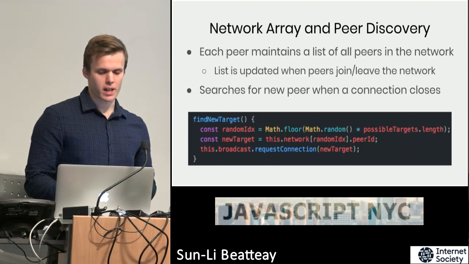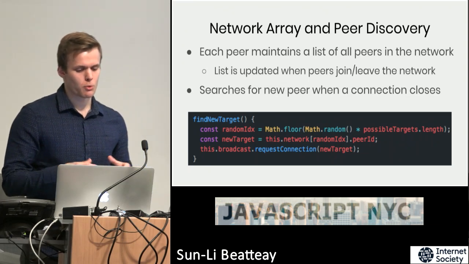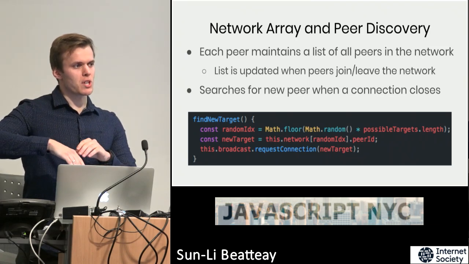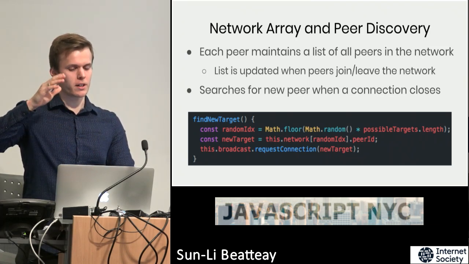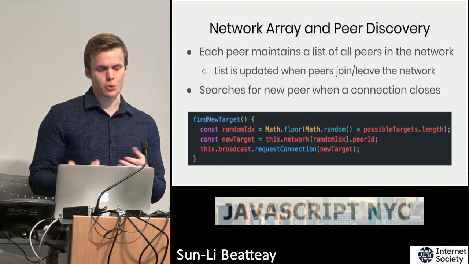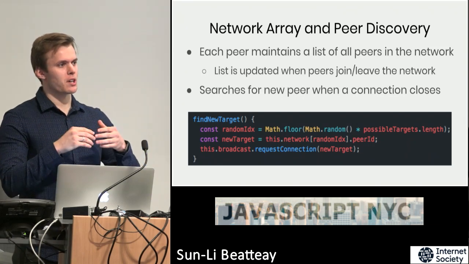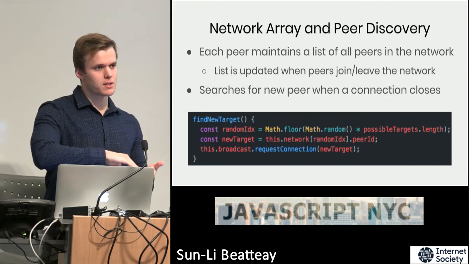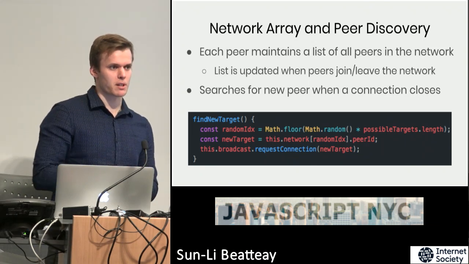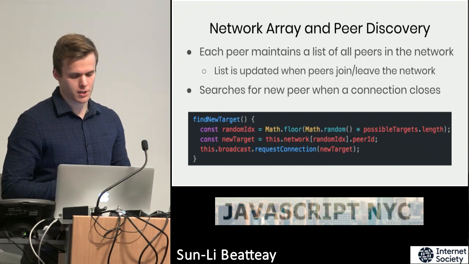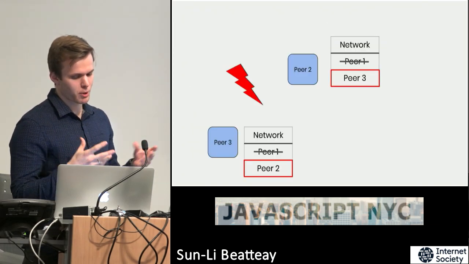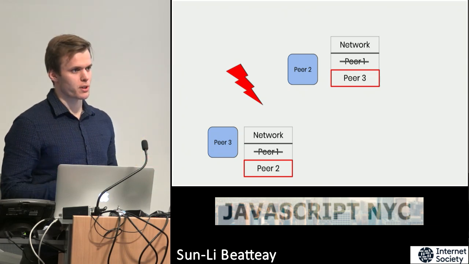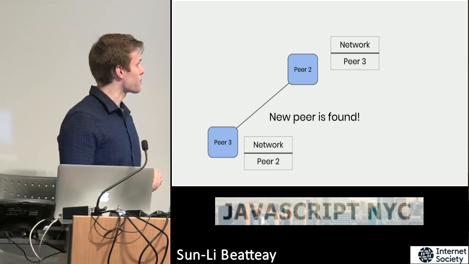So we created what is called a network array, or network list. Each peer maintains a list of all the other peers they're collaborating with, so even if they're not directly connected to them, they know that they're there. This list is updated whenever peers join or leave the network. If a person they're connected to leaves and they're stranded, they can pick someone at random from that list, send a connection request, and keep collaborating together. So it's a dynamic architecture. In this example, if peer 1 leaves, they can remove peer 1 from the network and pick someone new. In this case, there's only one choice, so they pick each other and keep collaborating.